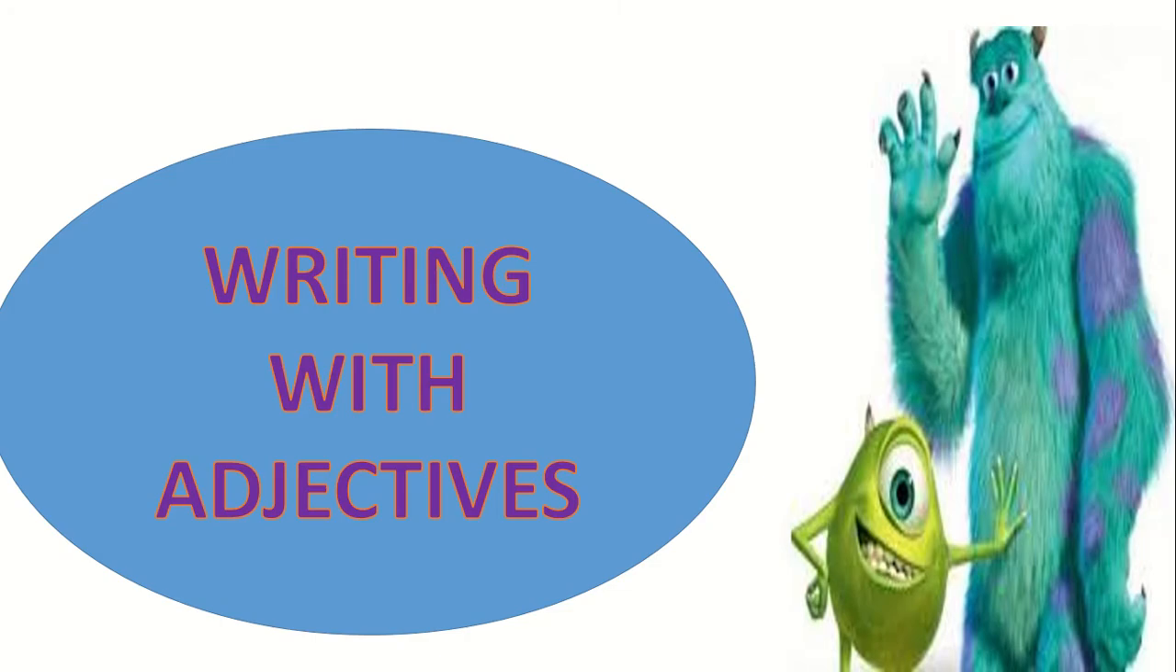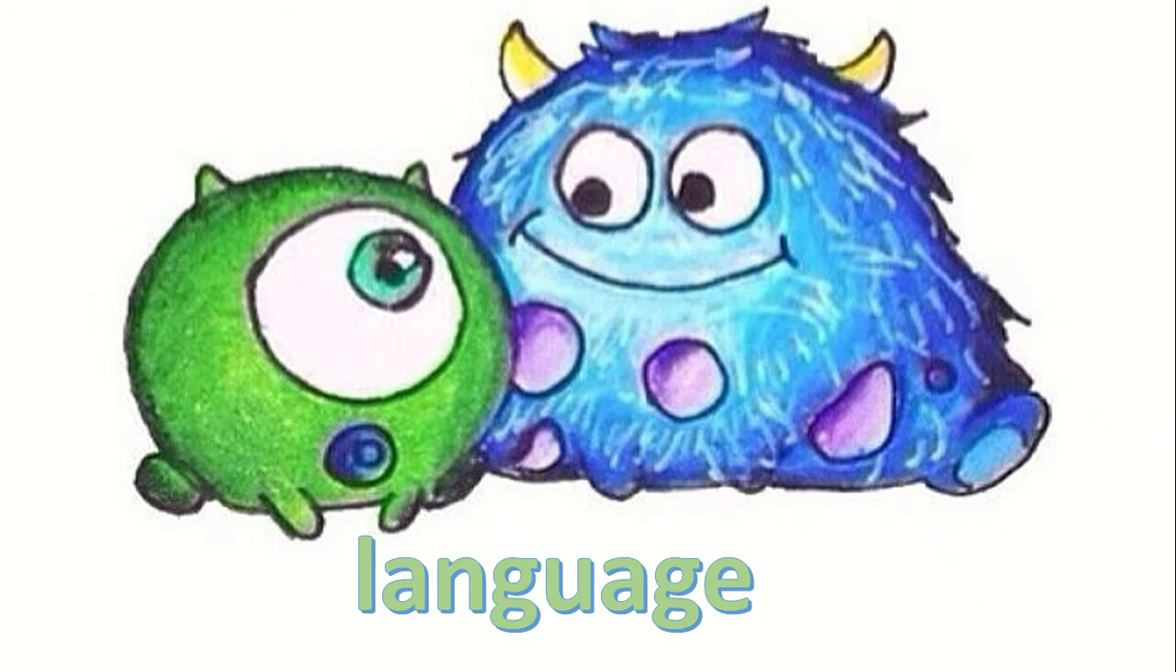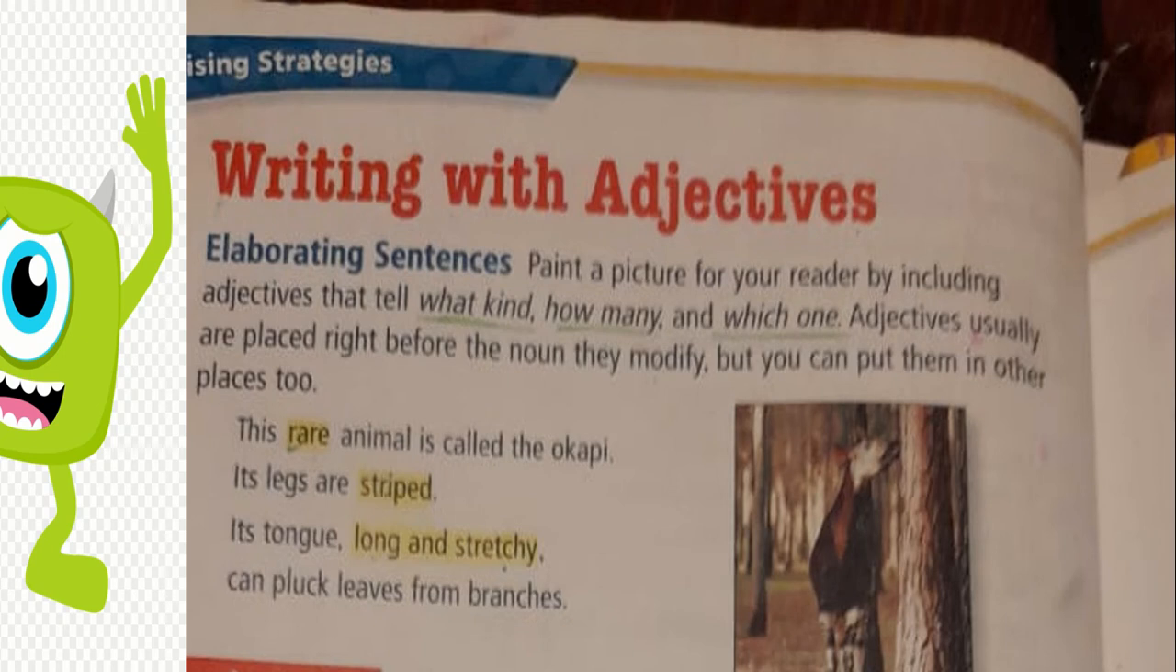Today we will work on writing with adjectives in our language notebook. So go and get your notebook, copy this in your notebook. Writing with adjectives, elaborating sentences. Paint the picture for your reader by including adjectives that tell what kind, how many, and which one. Adjectives usually are placed right before the noun they modify, but you can put them in other places too.